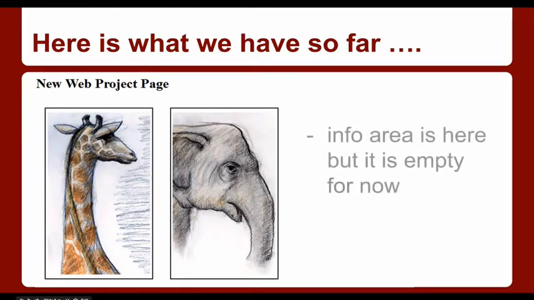Now the info is there as well, but you can't see it right now because there's really nothing in it except a spacebar. But you'll have to trust me that info is sitting over here beside the elephant waiting for its information to be loaded later on. So that's the second pillar.